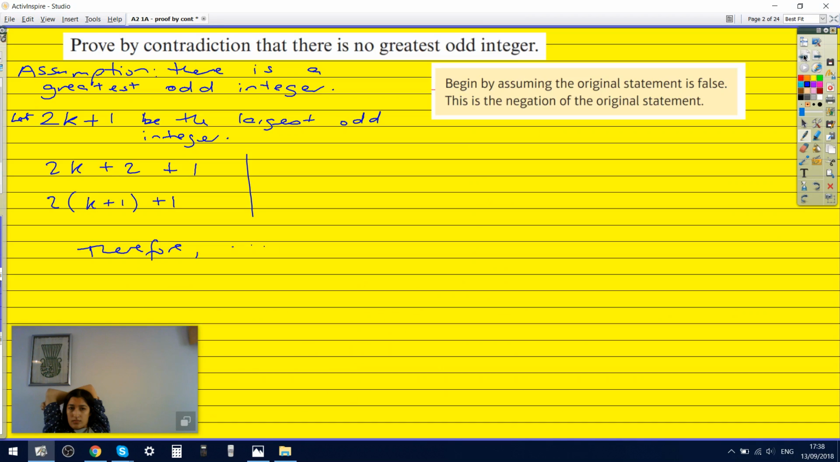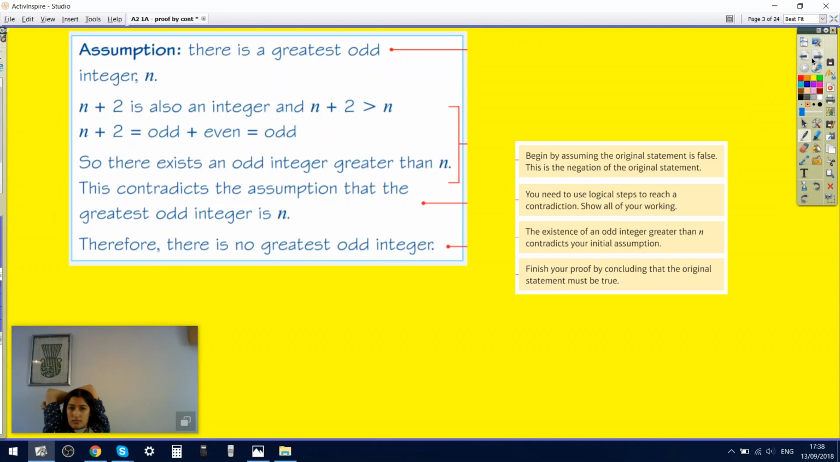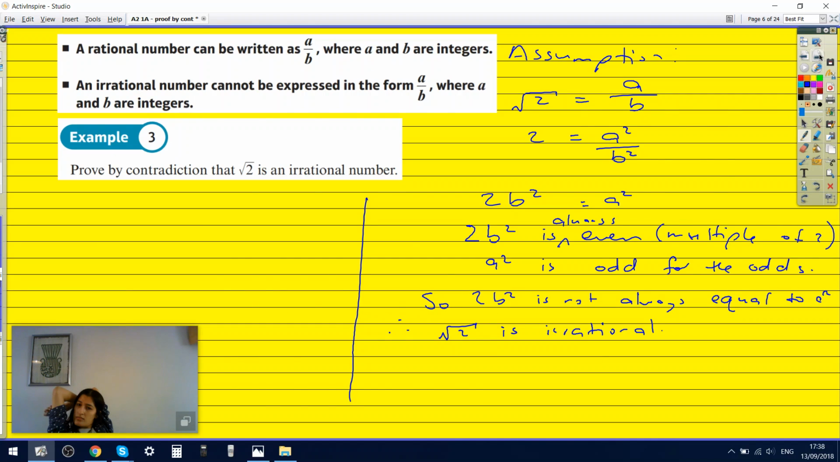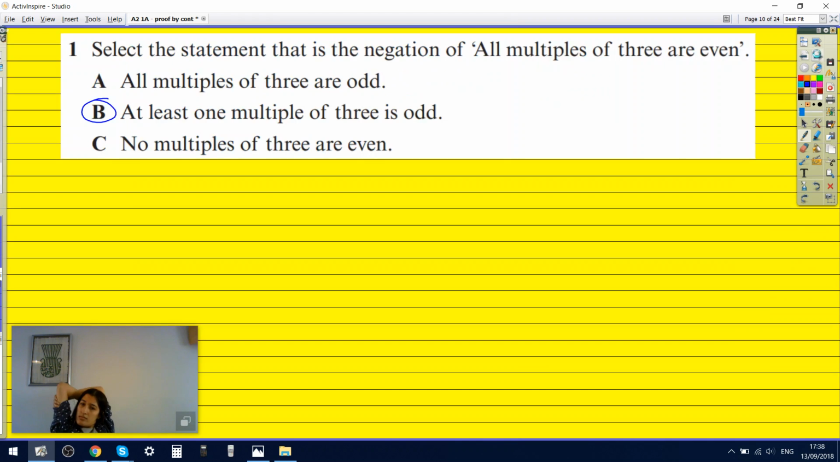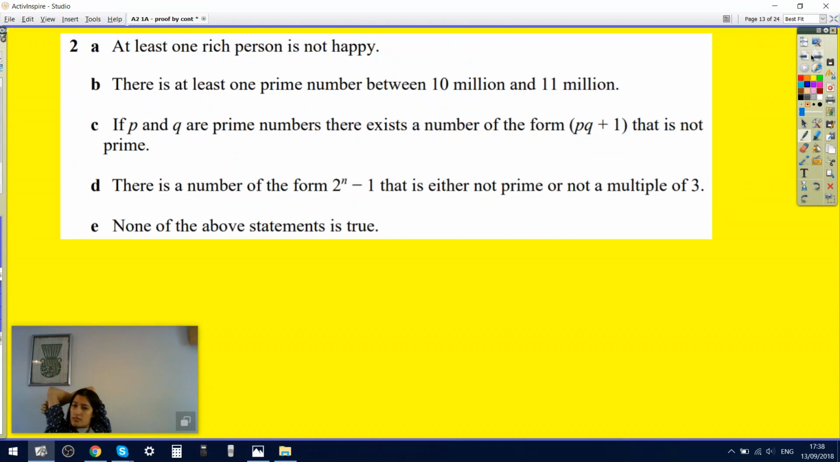Very first example, I believe it was. They said odd plus even equals odd, so I used this type of thing. I didn't use like 2k plus 2k plus 1. If it's good enough for them, it's good enough for me.